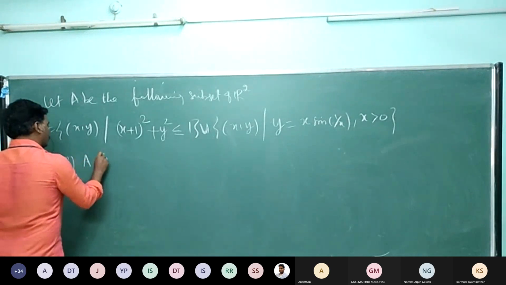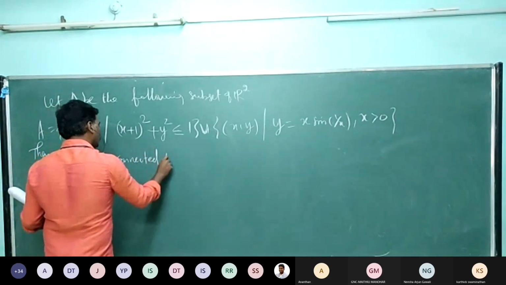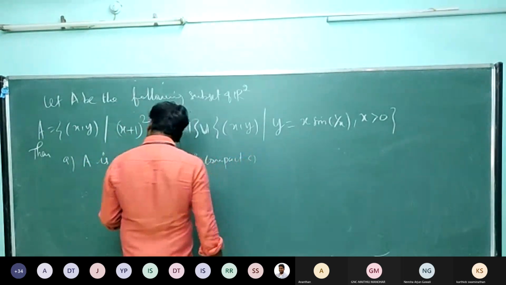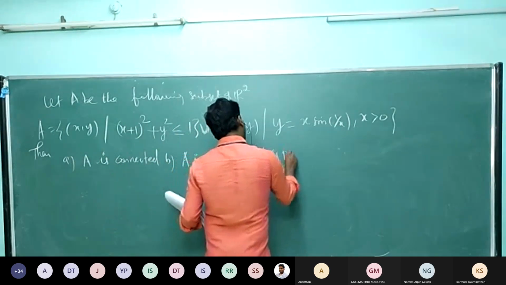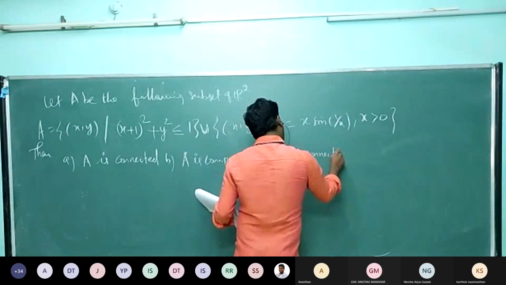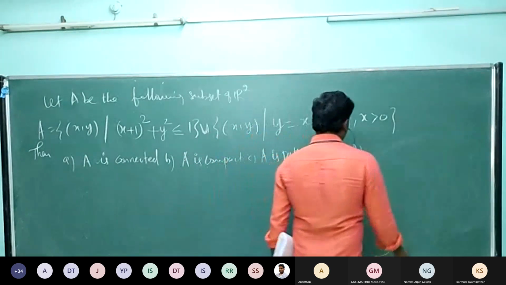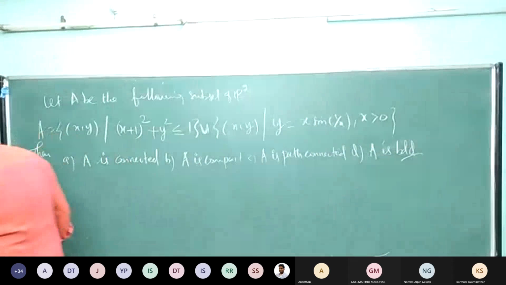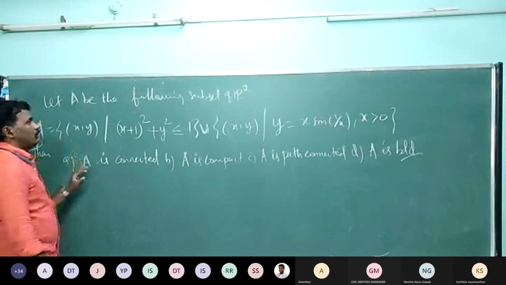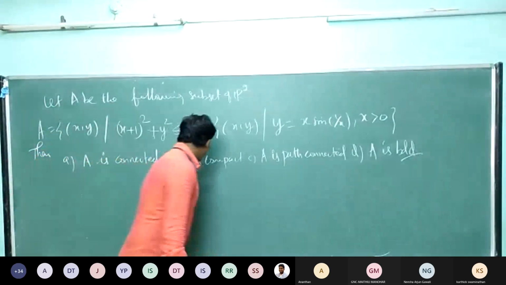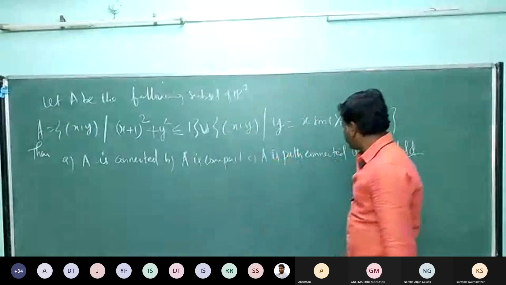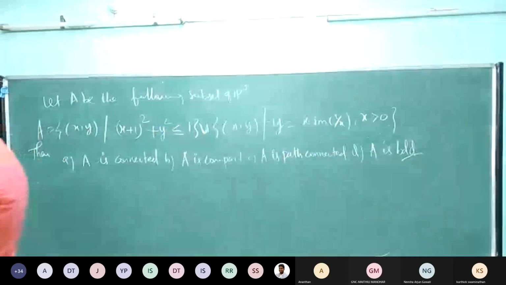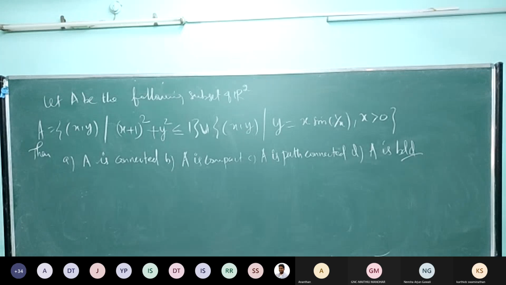Then A is connected, A is compact, A is path connected, A is bounded. In R2 we just defined A. Now they are asking whether A is connected, whether A is compact, whether A is path connected, whether A is bounded. Take 30 seconds to say which one you can identify. I think most people have already solved this previously.